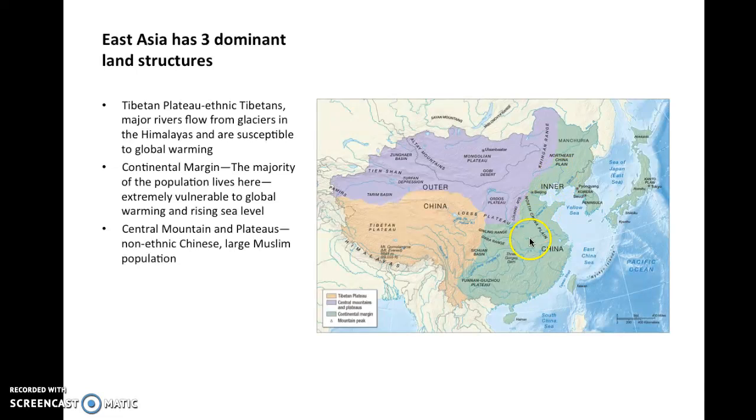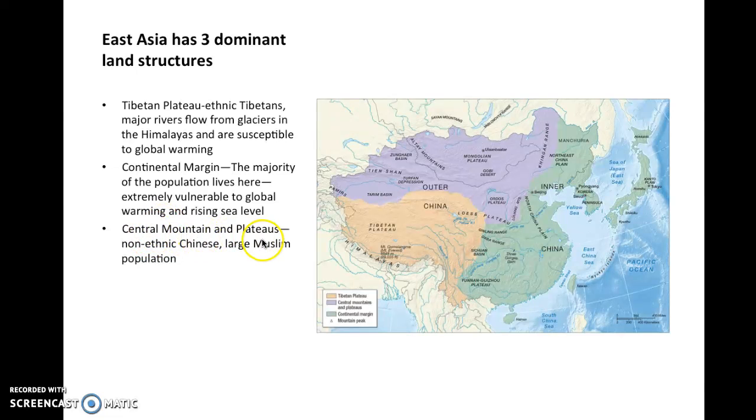This is the inner China. This is the coastal margin, continental margin. The majority of the population lives in this region along here. Later when we see a population distribution map, you'll be able to see that more clearly. It's extremely vulnerable to global warming and sea level rise. Most of this region here would be flooded out with sea level rise. China would lose about a third of its land.